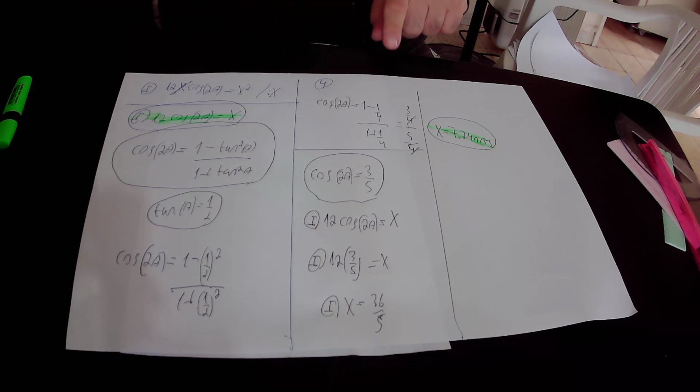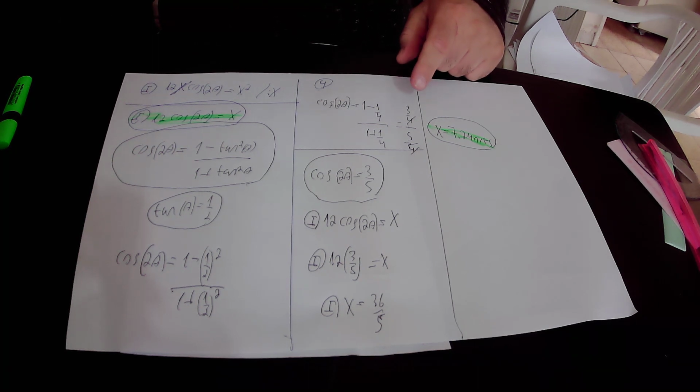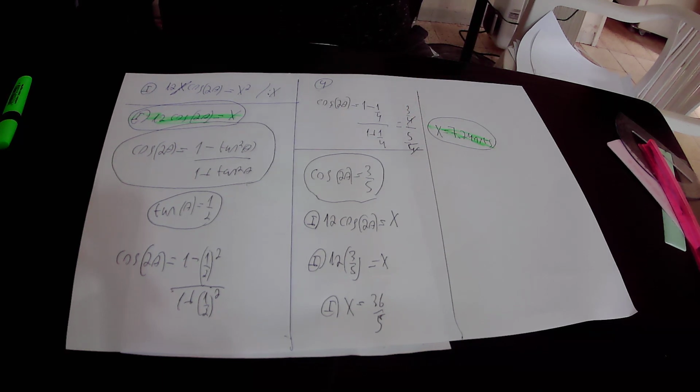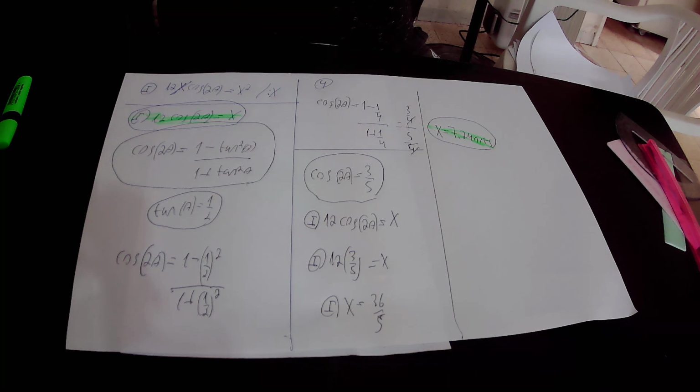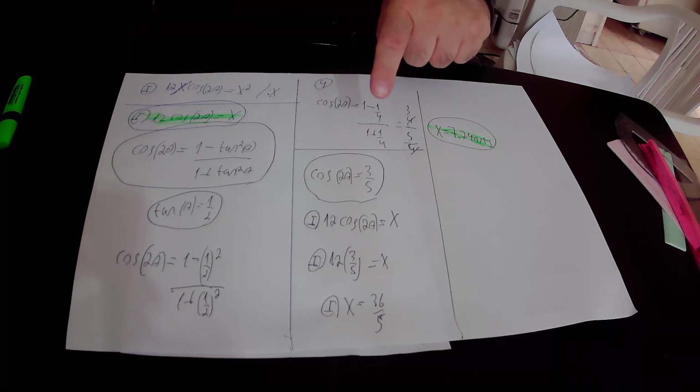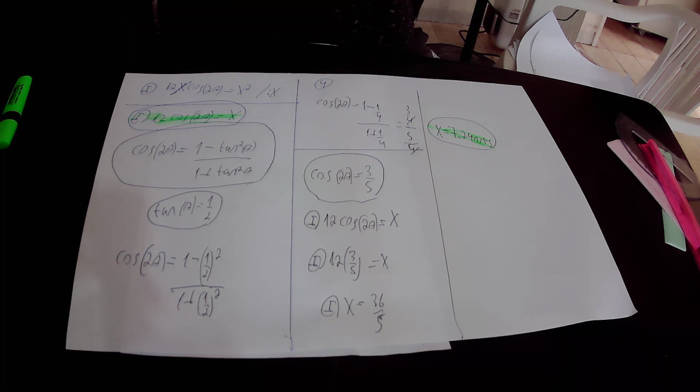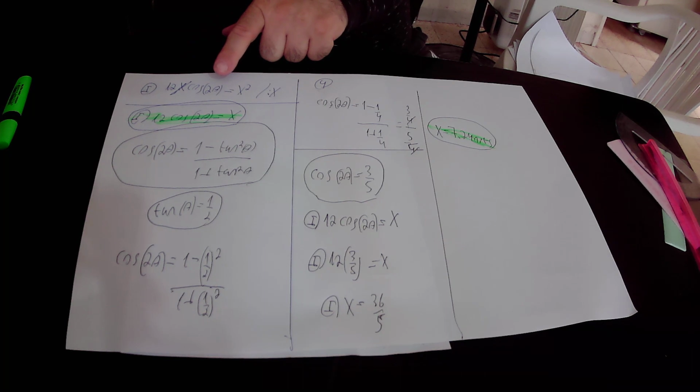1 minus 1/4 is 3/4, and 1 plus 1/4 is 5/4. So here we have 4 in the numerator and 4 in the denominator, so the 4s get cancelled, and we are left only with 3/5. So we found out that cosine 2 theta equals 3/5. Now we can substitute cosine 2 theta in equation number 1 by 3/5.